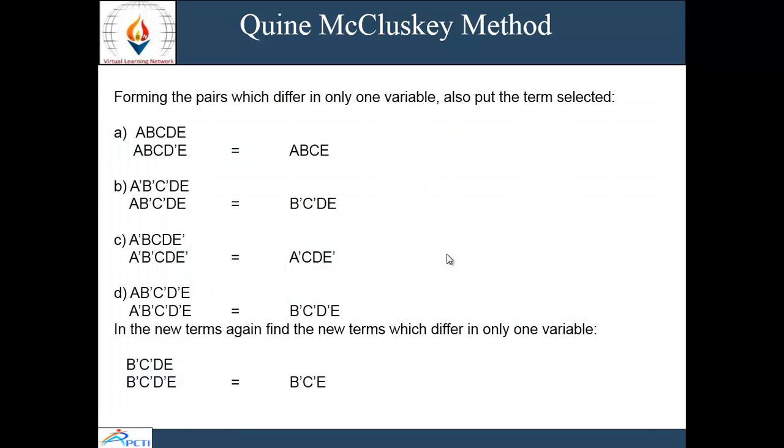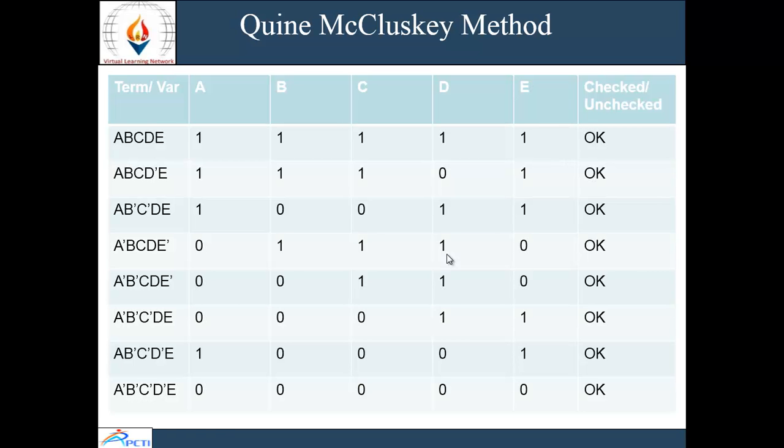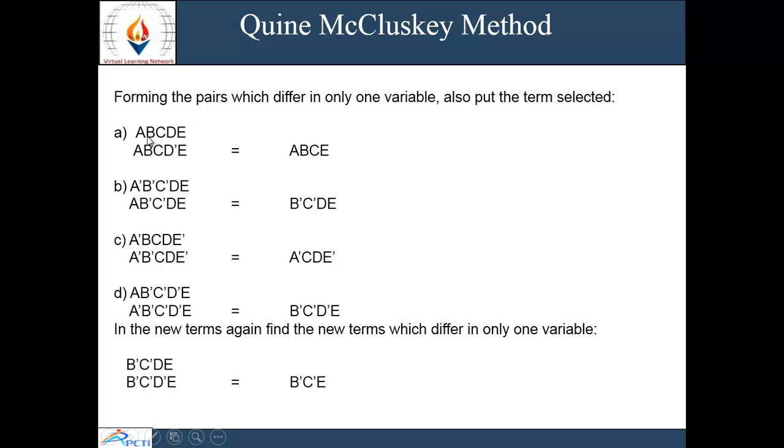After this we have to find the pairs which differ in only one variable. For example, if we take the first and second, there is a difference of only one variable: in the first all the values are 1, and in the second one value is 0, the remaining are 1. The difference between first and second is of only one variable. Then we have to make pairs of the terms which differ in only one variable.